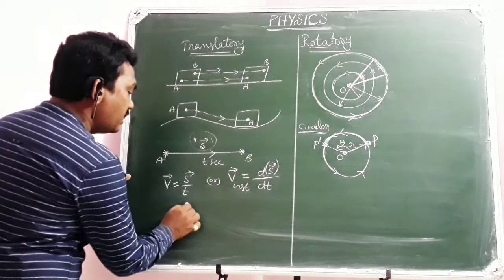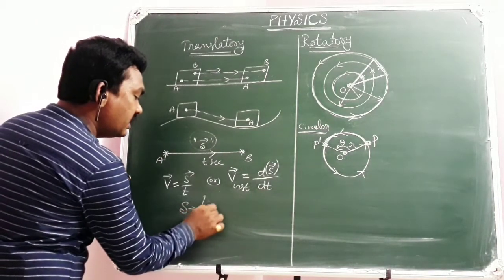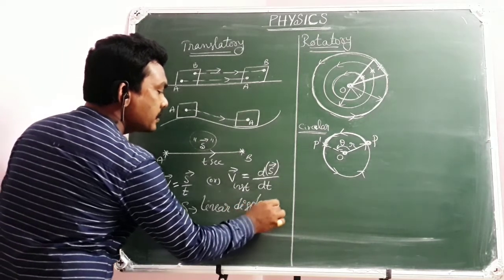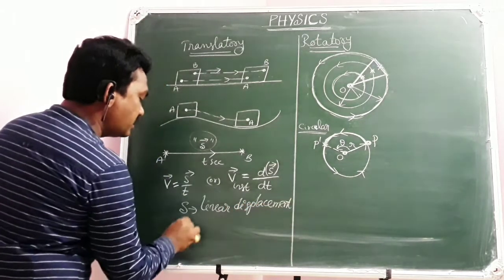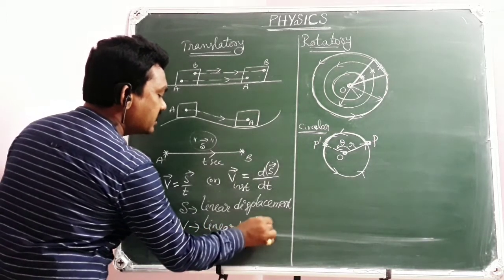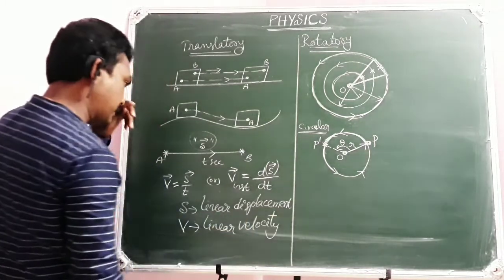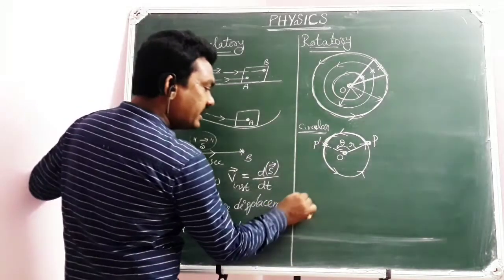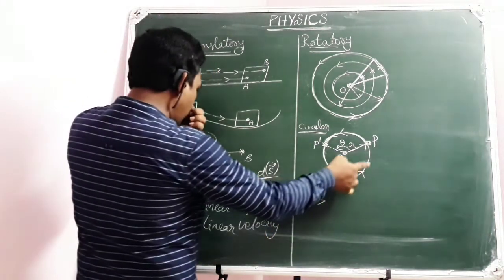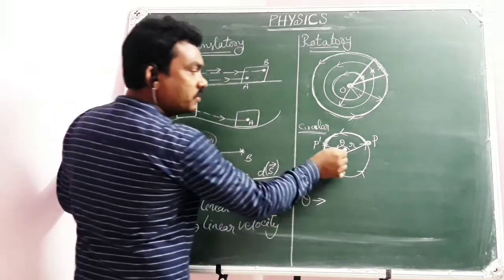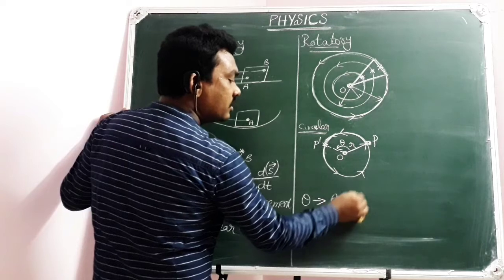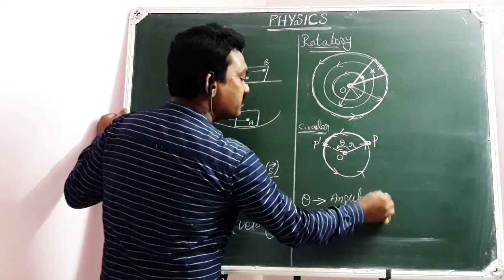That's the reason why here S is linear displacement and V is velocity. Of course, by default it is linear velocity. Velocity, default linear velocity, don't forget. Similarly here, theta is representing the displacement in rotatory motion. Means change in position expressed in terms of angle. So it is angular displacement.